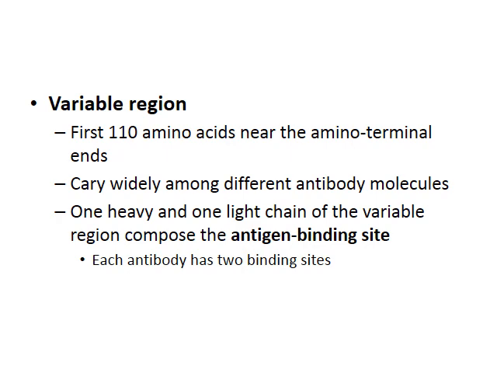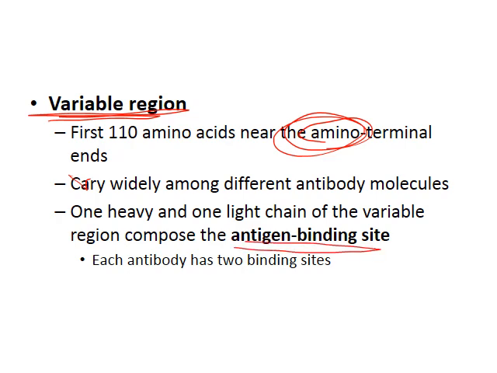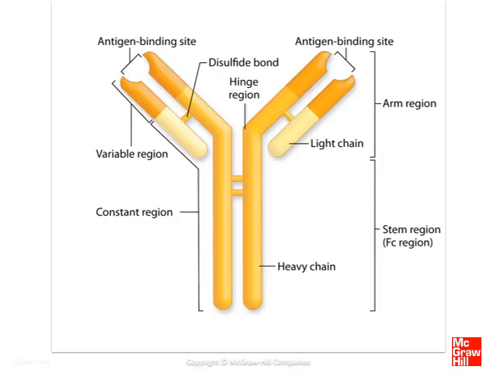So in addition to the Fc region, you have the most important, which is the variable region. This is the area that's actually going to recognize your epitopes. The first 110 amino acids near the amino terminal is where this is. And it's going to vary widely among different antibody molecules, because this is how they recognize specific epitopes. One heavy and one light chain of the variable region is going to be the antigen binding spot. And each antibody has 2 binding sites, which you'll see in the picture.